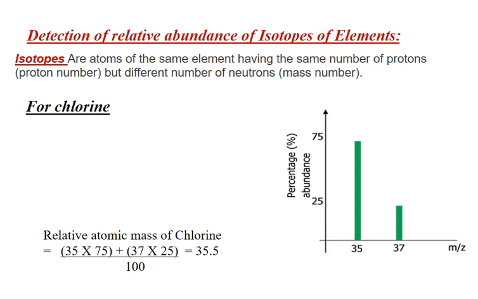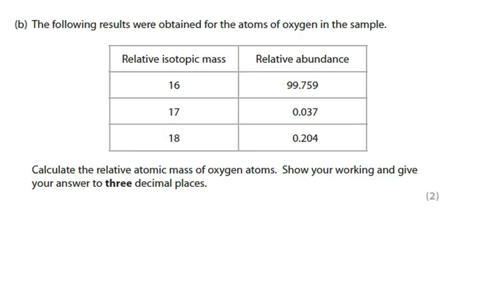So, a mass number of 35 times the abundance plus the mass number of 37 times the abundance gives an overall atomic mass of chlorine of 35.5. So this is a question. Usually he will give you information about the relative abundances of each isotope, and he will ask you to calculate the relative atomic mass of the atoms.